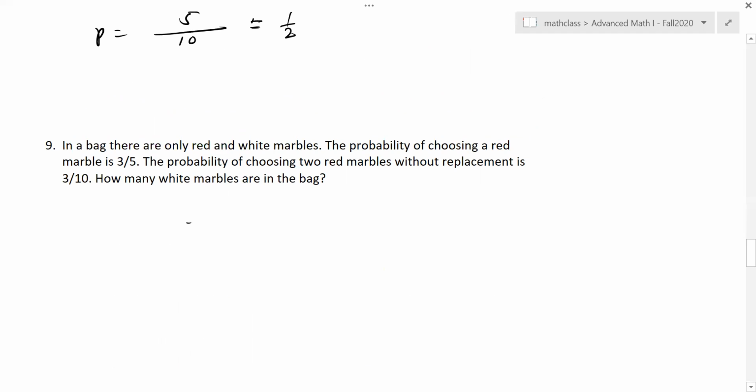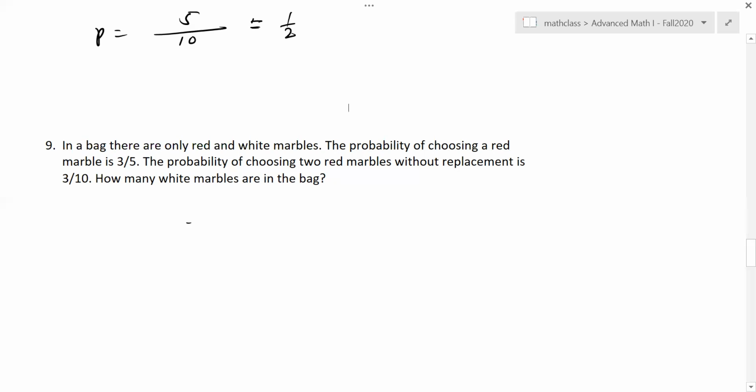In a bag, there are only red and white marbles. The probability of choosing a red marble is 3 over 5. The probability of choosing 2 red marbles without replacement is 3 over 10. How many red marbles are in the bag?